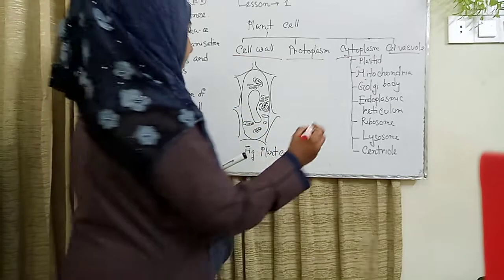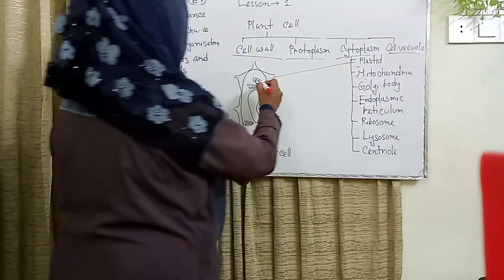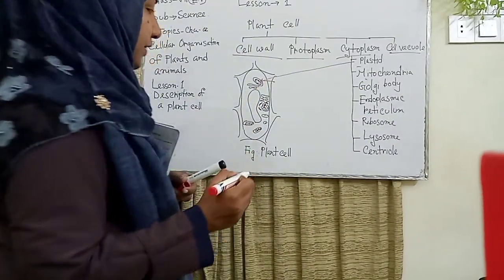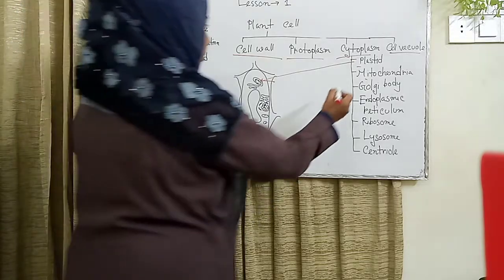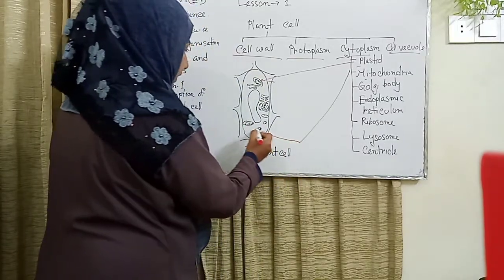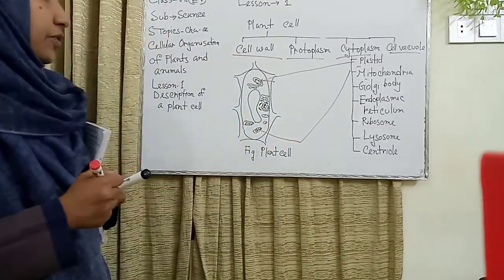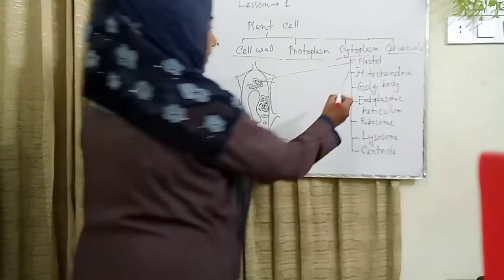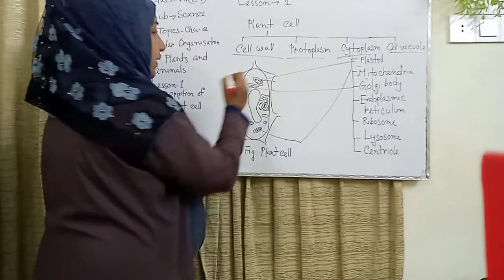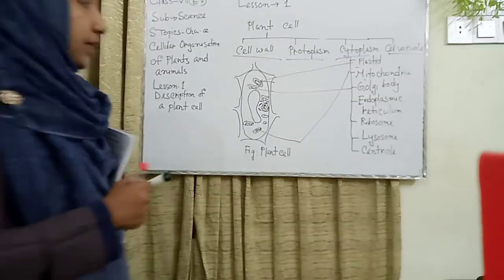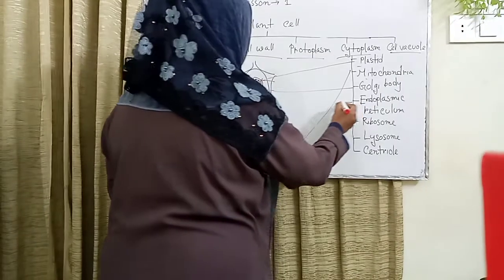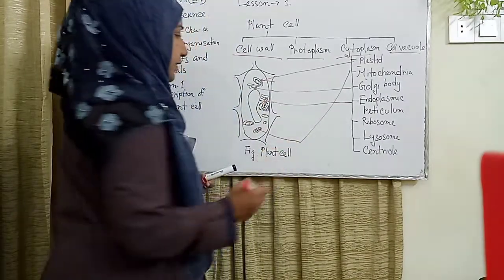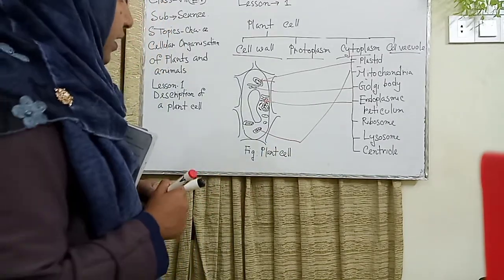Here the first structure is the plastid. I just drew this structure, the plastid. Second is the mitochondria. My dear students, I just drew this structure, the mitochondria. Third structure is the Golgi body. I just drew this structure, the Golgi body. Fourth is the endoplasmic reticulum. This structure is the endoplasmic reticulum.